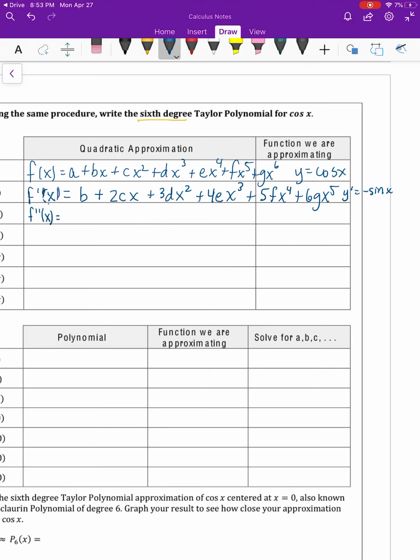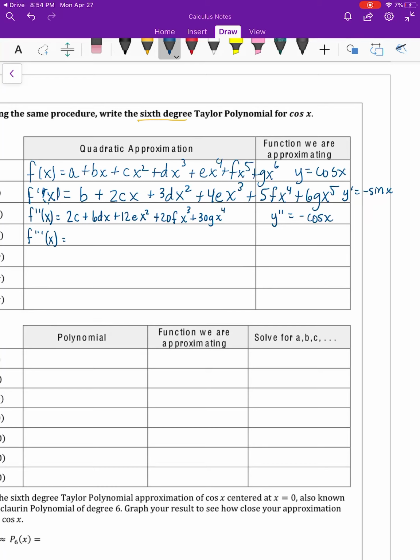So now we're going to take that second derivative. Well, the derivative of b is 0. So this would be 2c plus 6dx plus 12ex squared plus 20fx to the 3rd plus 30gx to the 4th. Oh, and that's it. Sorry, it ran together, so I was running it together again. And then your y double prime here is negative cosine x.